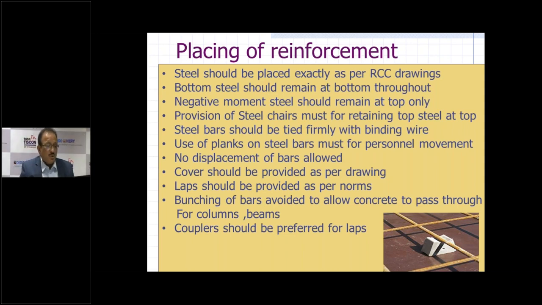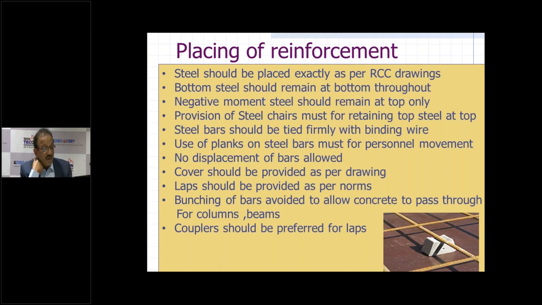Then steel bars should be tied firmly with the binding wire. You can't let the steel bars go loose. They have to be firmly tied in position at the desired spacing specified by the structural engineer. For example, if 10 bars are placed at say 150 center to center, you have to ensure by tying them perfectly at 150 center to center. You can't allow these bars to displace. So the displacement of the bars is not allowed.